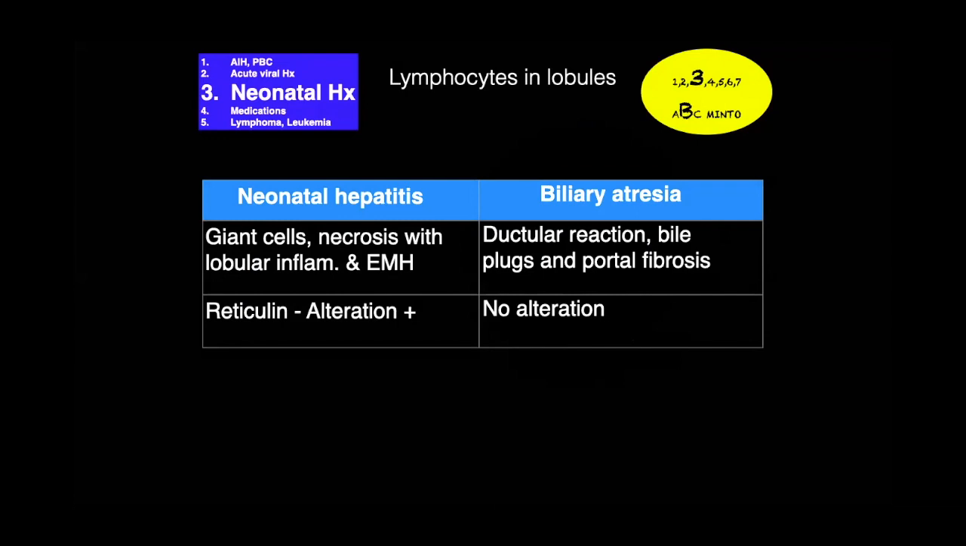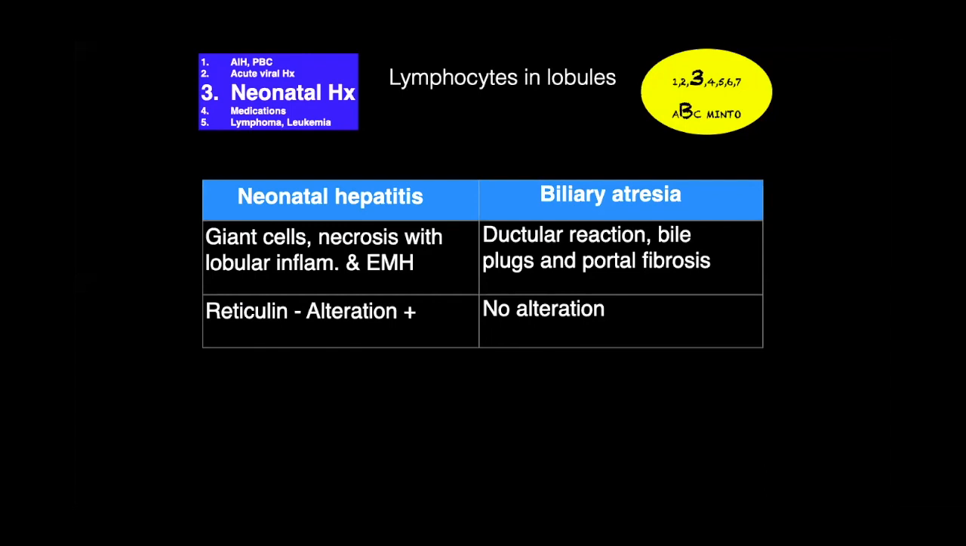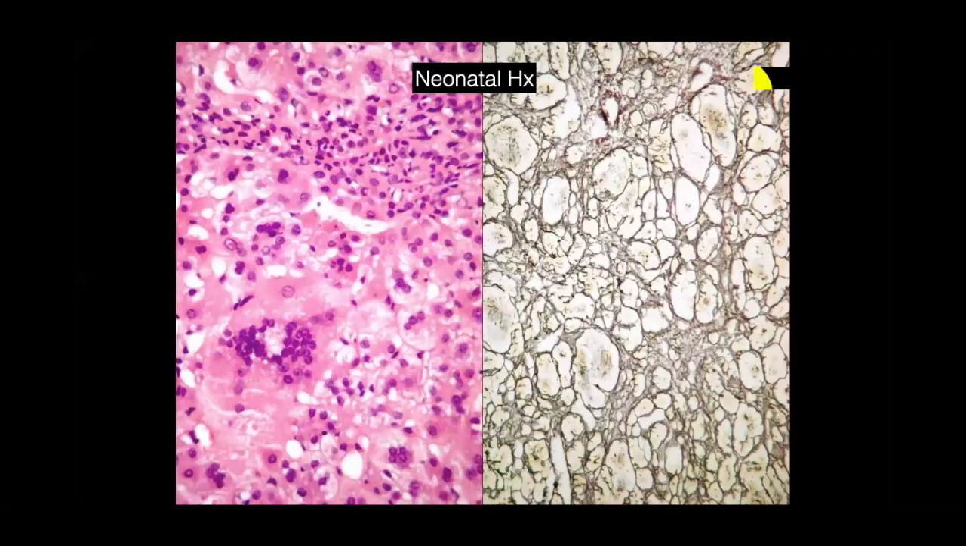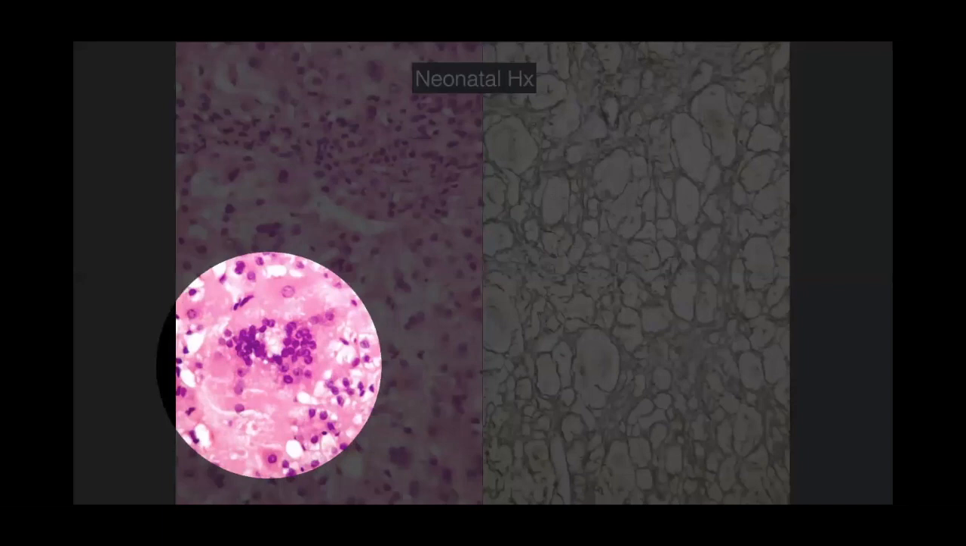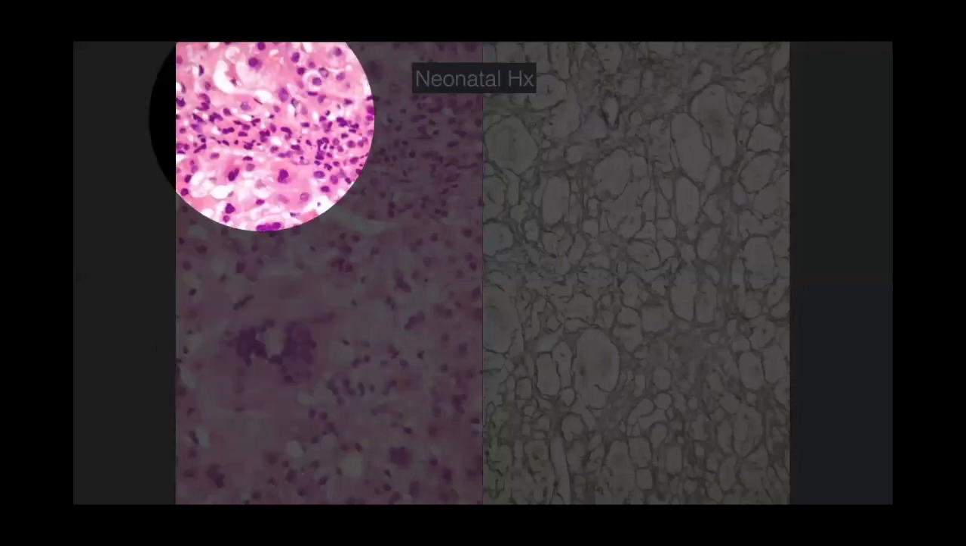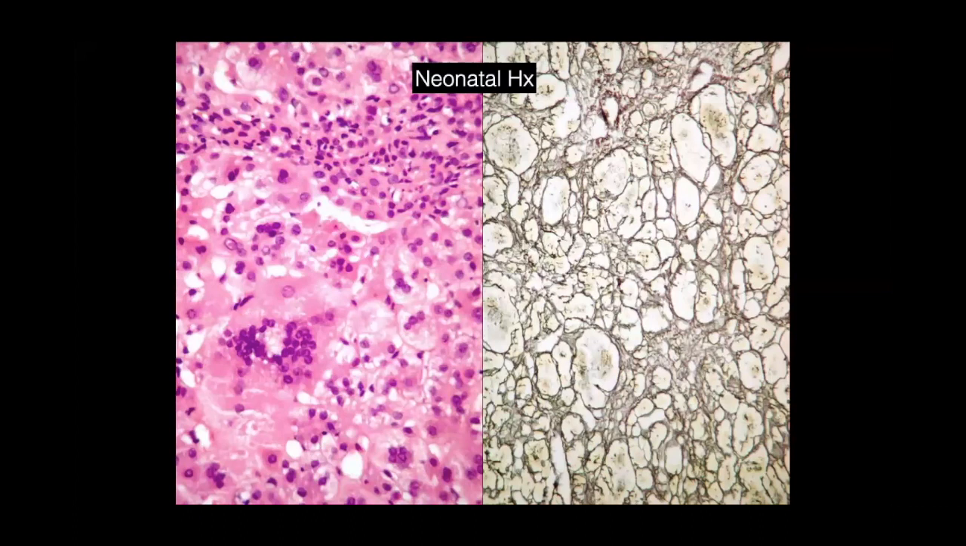In the biopsy, because of the obstruction, there will be a lot of ductular reaction with the biliary flux and the portal fibrosis. Reticulin stain won't show any alteration in biliary atresia. See, this is the classic picture of neonatal hepatitis. I think you all appreciate the giant cells, increased number of lymphocytes, few scattered neutrophils there, and you see the reticulin.